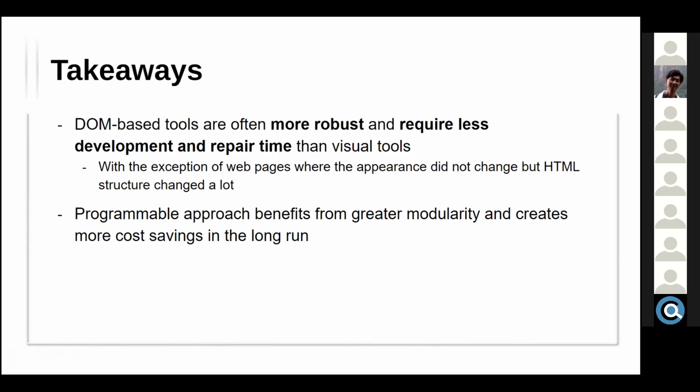Yeah. So the takeaways are that DOM-based tools are often more robust and require less development and repair time than visual tools. With the exception, like what I said just now, if the ID locator that is automatically generated is changed, and one change can cause all of them to break, then of course in that case visual tools will be better. And the programmable approach benefits from greater modularity, and it creates more cost savings in the long run.